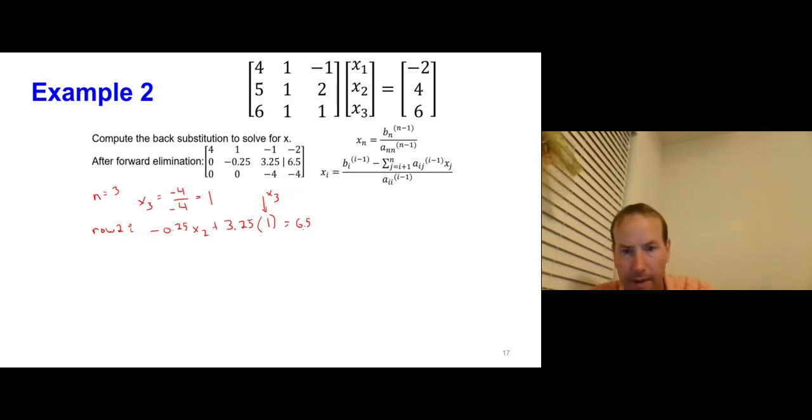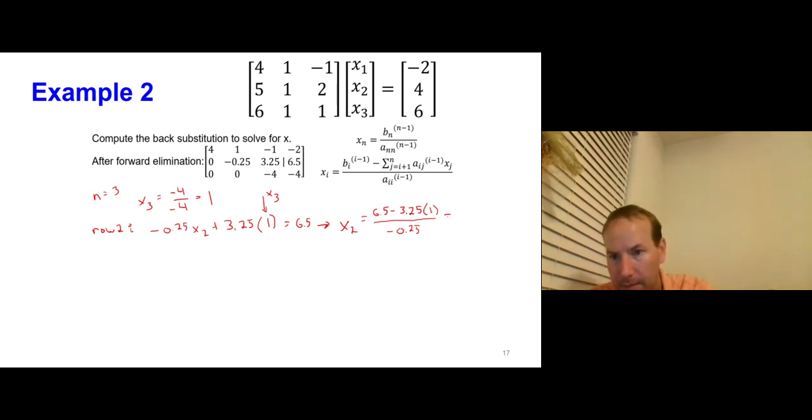And we're going to rearrange this equation for x2. So x2 equals 6.5 minus 3.25 times 1, over negative 2.5, or negative 0.25 rather, equals negative 13. Okay, so that's good. We did row 3, we did row 2, and now we're going to do row 1.